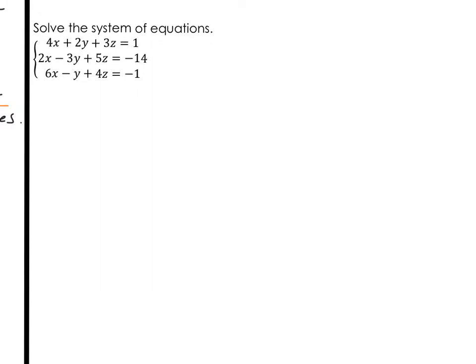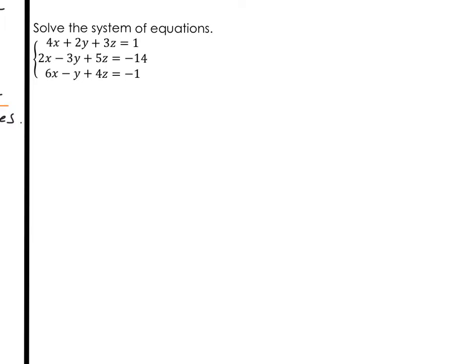All right, we have 4x plus 2y plus 3z equals 1. There's our system that has 3 variables. And the next equation in the system, 2x minus 3y plus 5z is equal to -14. And then we have the third one, 6x minus y plus 4z equals -1. As you look at the columns, we have x's, y's, and z's. Now you could really pick any column to work with, but you have to start with one. You have to just decide which column you want to eliminate.